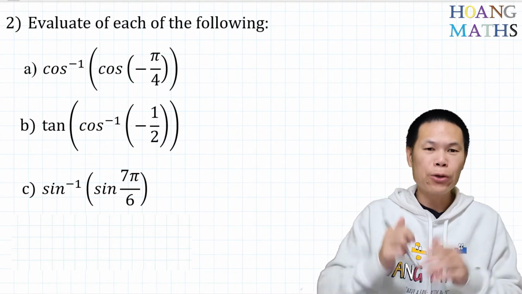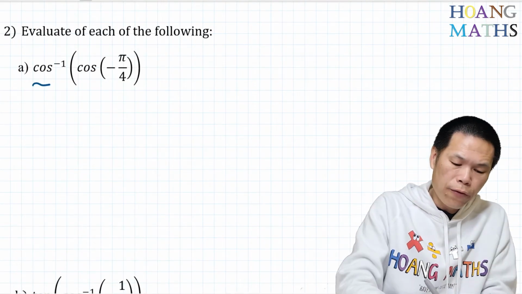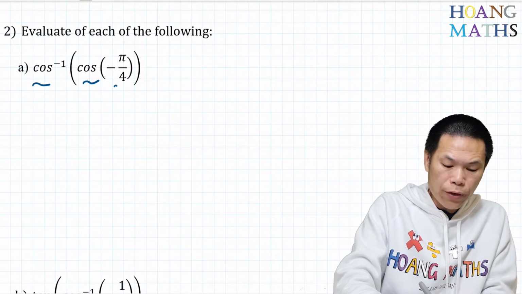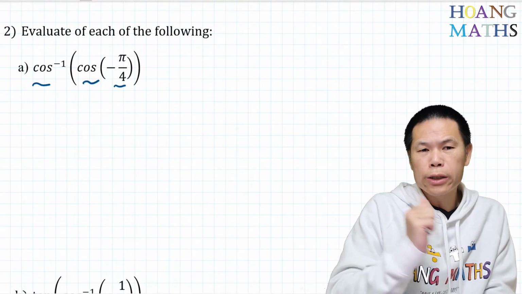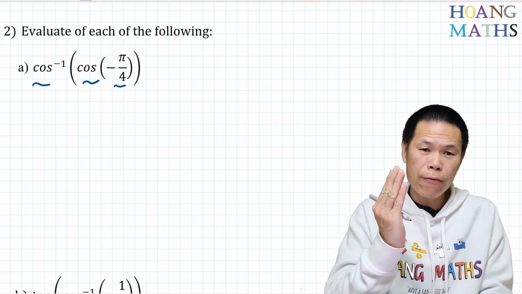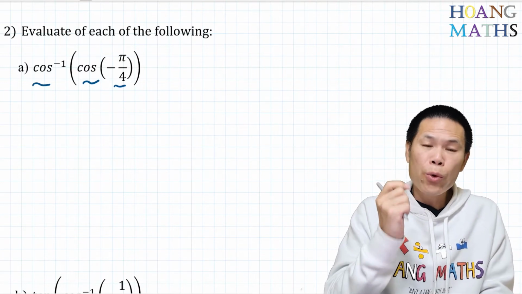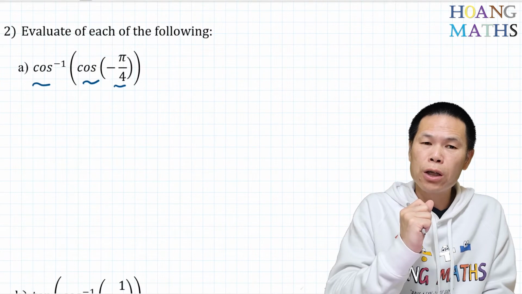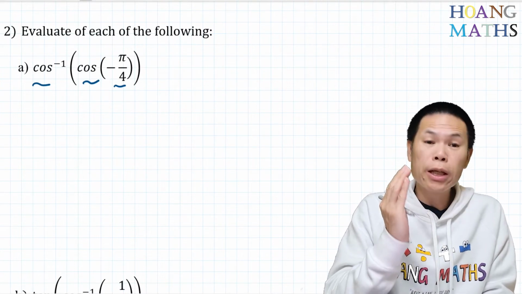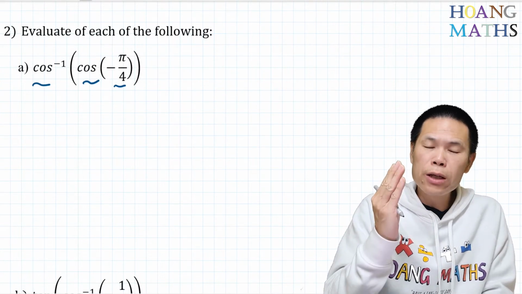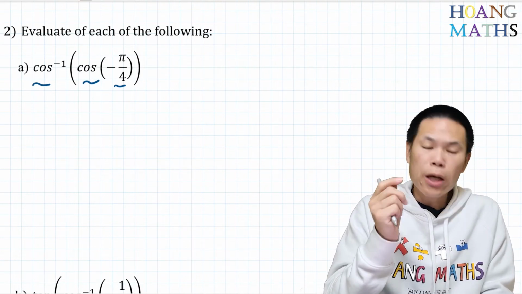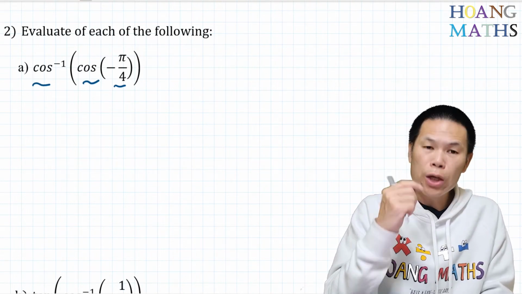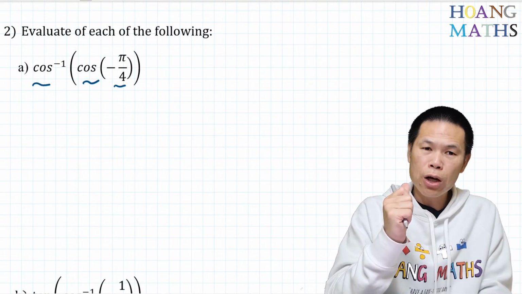So let's get into it. First one, cos inverse of cos of negative pi over 4. So we know inverse cos and cos cancel each other out. However, it has to be within the range of the inverse cos. At the moment, negative pi over 4 is not within the range of the inverse cos. So let me convert cos of negative pi over 4 into the range of the inverse cos first, if you like.